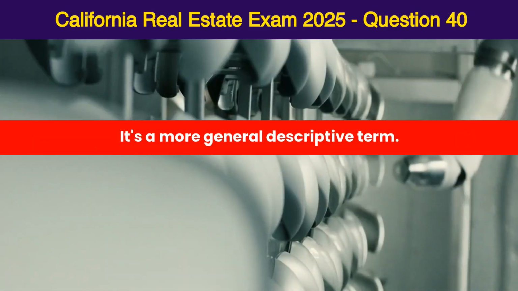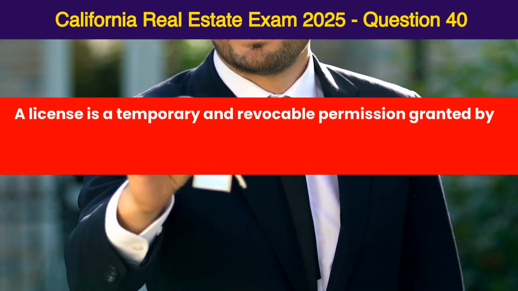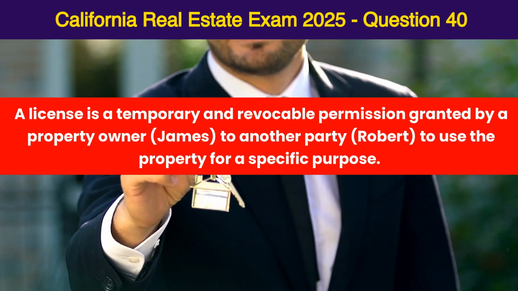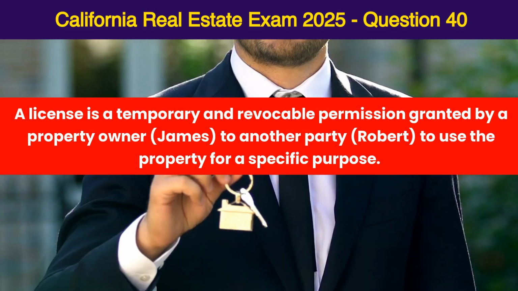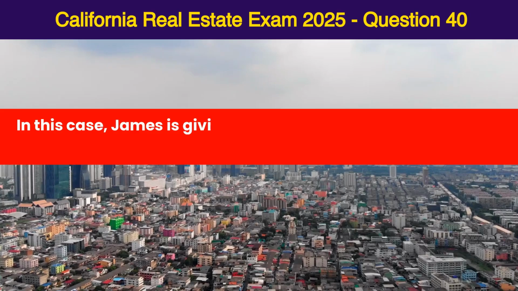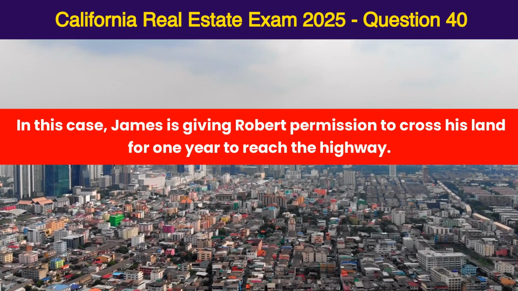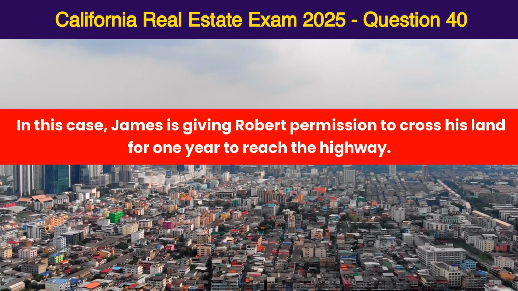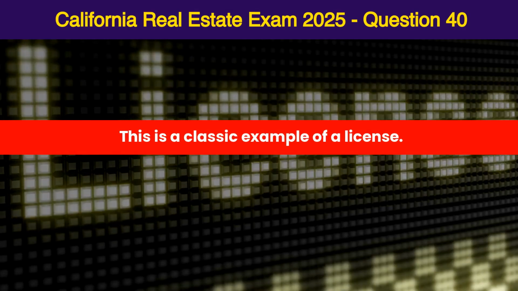It's a more general descriptive term. A license is a temporary and revocable permission granted by a property owner, James, to another party, Robert, to use the property for a specific purpose. In this case, James is giving Robert permission to cross his land for 1 year to reach the highway. This is a classic example of a license.